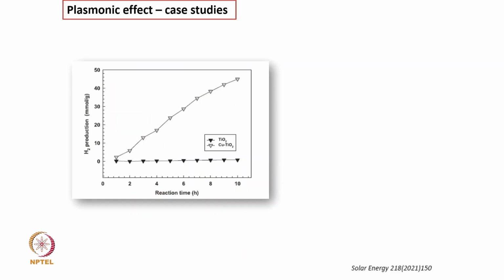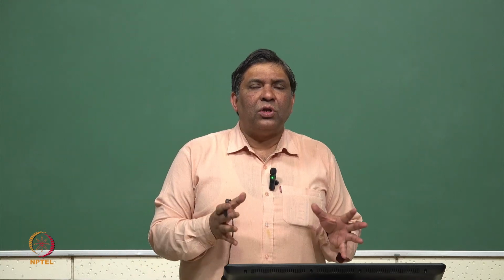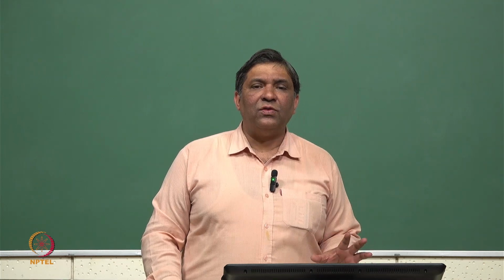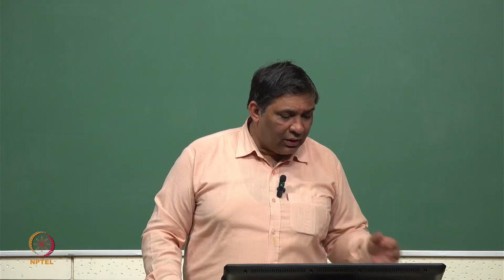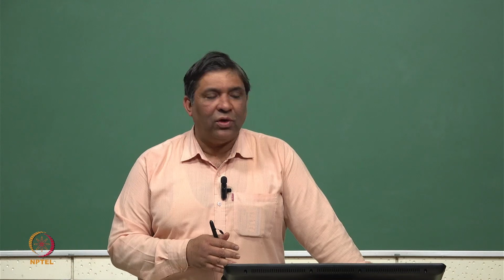Okay, so one more example which is even stronger. In this case, again TiO2 is used, and TiO2 is now coated with copper. As I told you, copper is also another very good metal for surface plasmon resonance. So TiO2 is coated with copper nanoparticles, and you can see there is a huge enhancement in hydrogen production. This is with only TiO2, which is very small, and we know why only TiO2 is not very good.